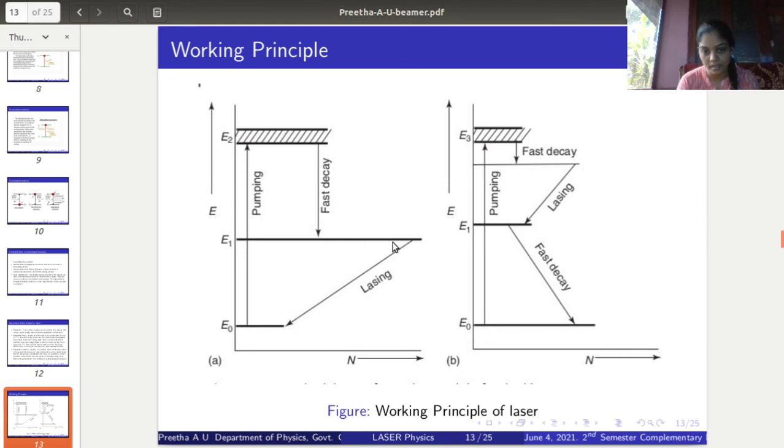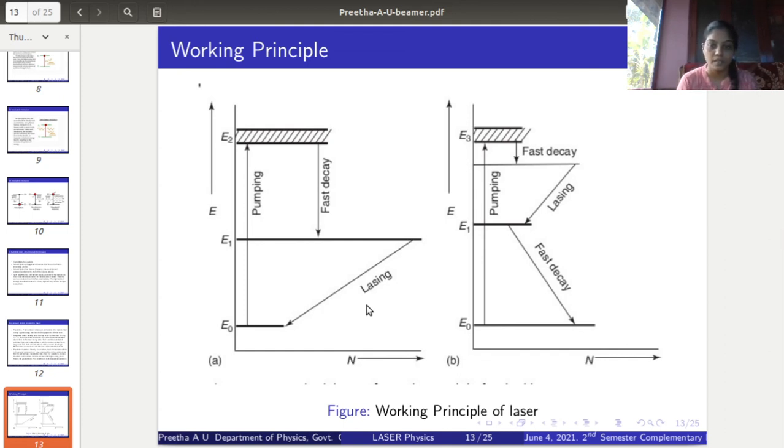Here a population inversion is occurring between E1 and E0. This is the metastable energy state, and this is the excited energy state, so population inversion is achieved between E1 and E0. What happens if we induce the atoms at this level by inducing photons into this medium? Lasing action takes place, that is, amplified high intensity light can be produced. So this is how a laser works.